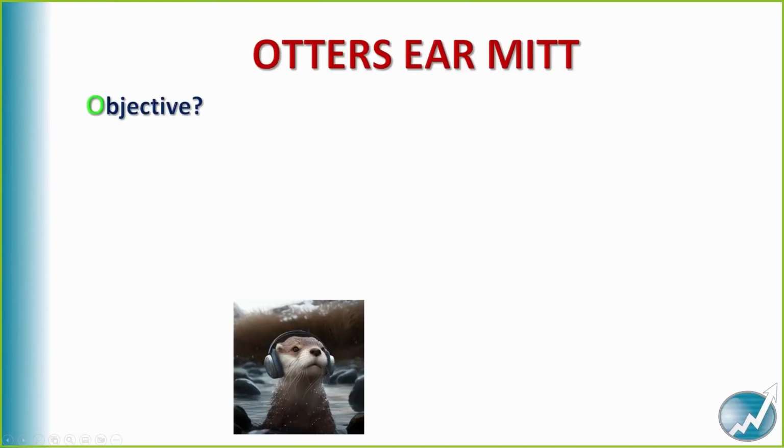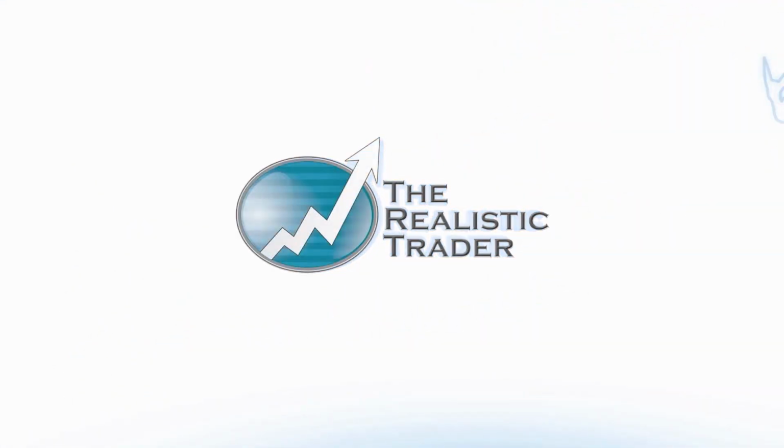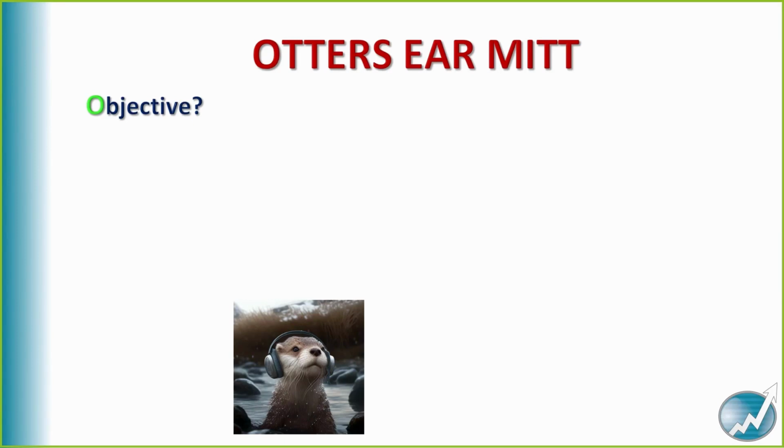OTTERS-EAR-MITT. First of all, we have the objective. What do you want from this particular trading strategy? Whatever it is, 8 EMA bounce, or you could have your own thing that you've made up. What is the objective? Is it for constant mini wins over a period of time? Is it there for cash flow? Or is it there to catch massive runners? Because the objective of the strategy really dictates the strategy, if that makes sense.